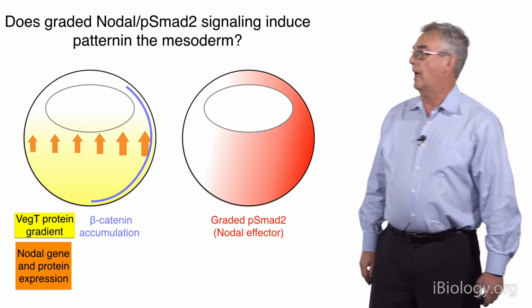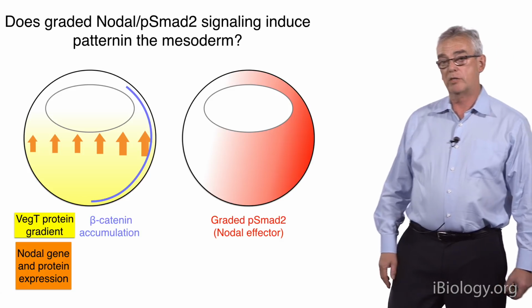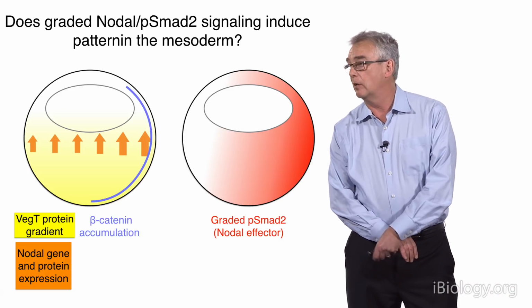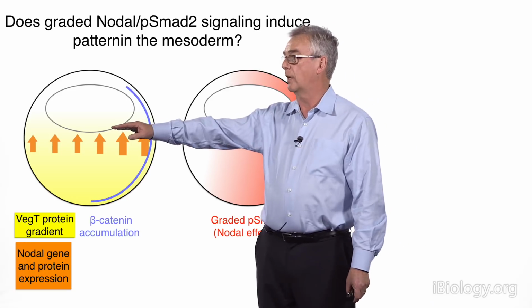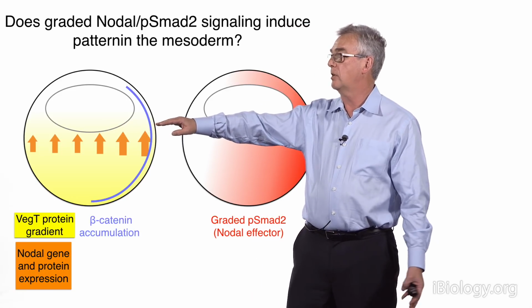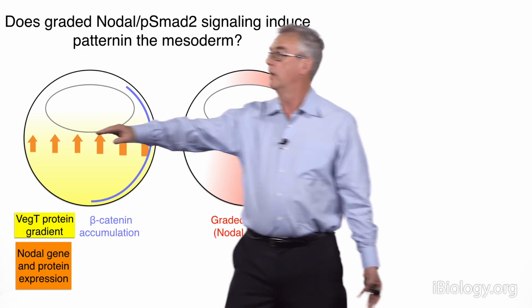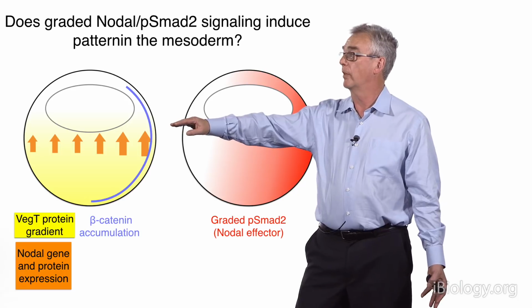Before we go into that, we're just going to discuss a little bit more about the graded nodal signaling, because a quite widespread view in the field is that this graded nodal signaling is important in setting out the pattern of the marginal zone. It seems quite obvious that if there's going to be a graded signal with more on this side than that side, it should be used for something.